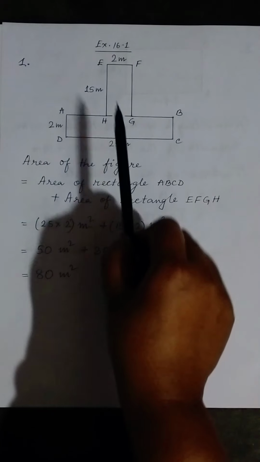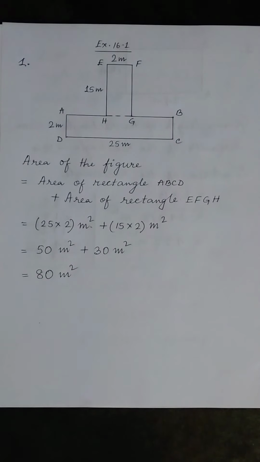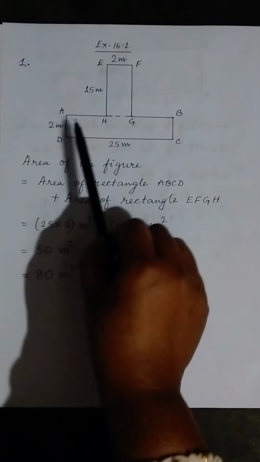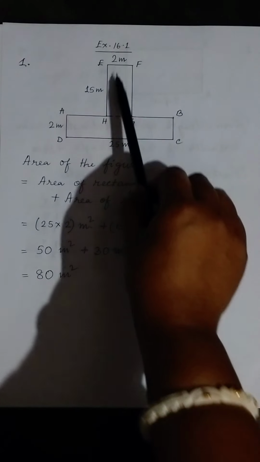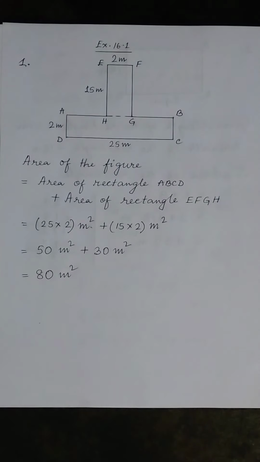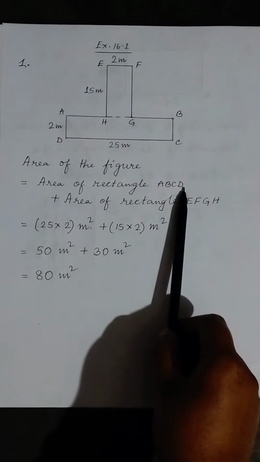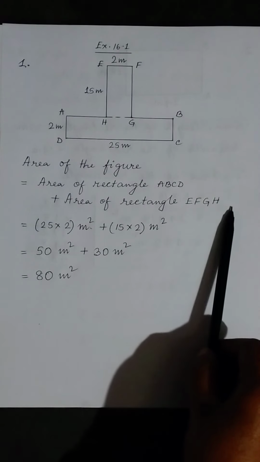This is not a particular figure which has a formula for finding the area. You have not got such a formula for such a figure. Clear? So we have joined it to make two rectangles. The area of this rectangle plus the area of this rectangle will give you the area of the whole figure. Area of the figure is equal to area of rectangle ABCD plus area of rectangle EFGH.